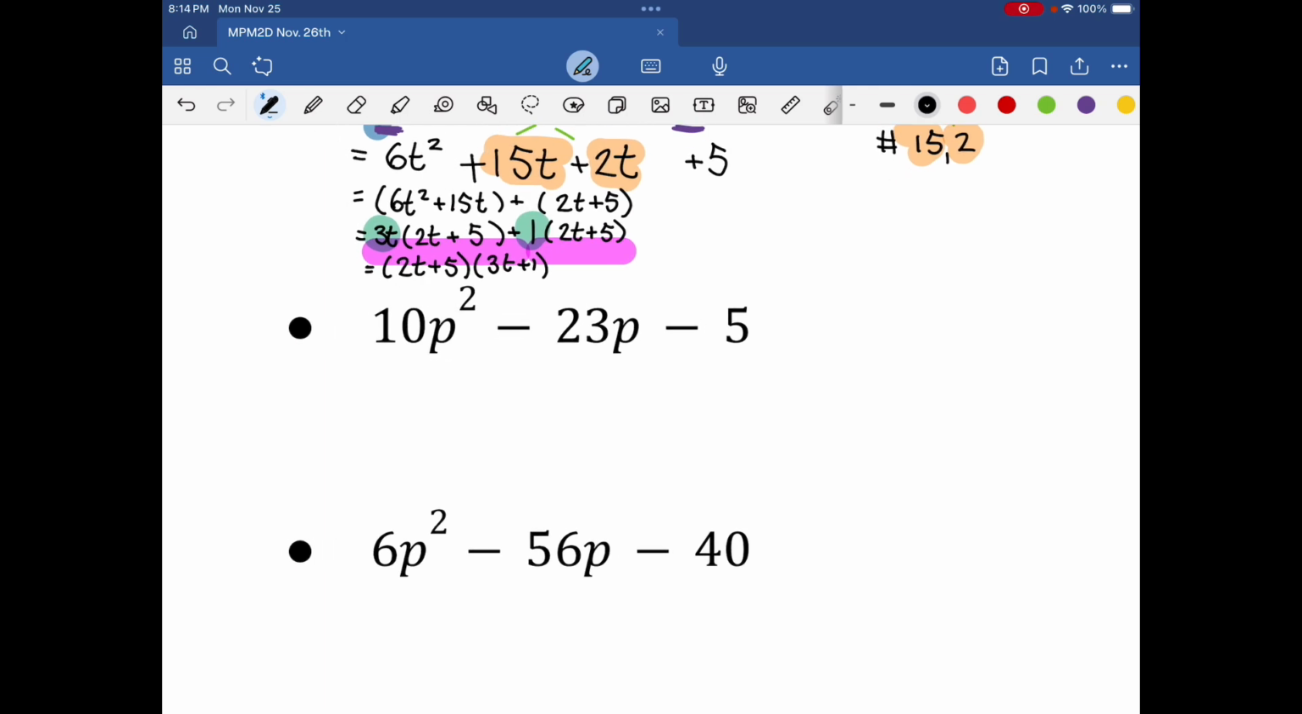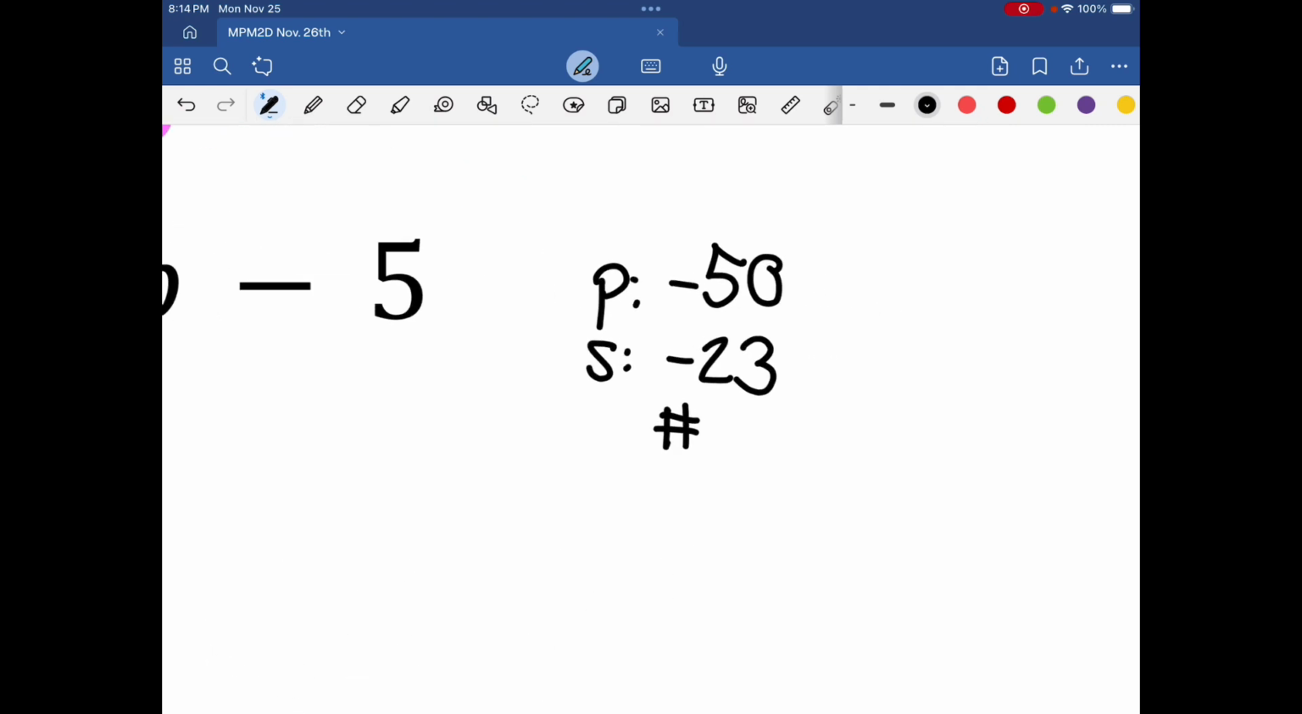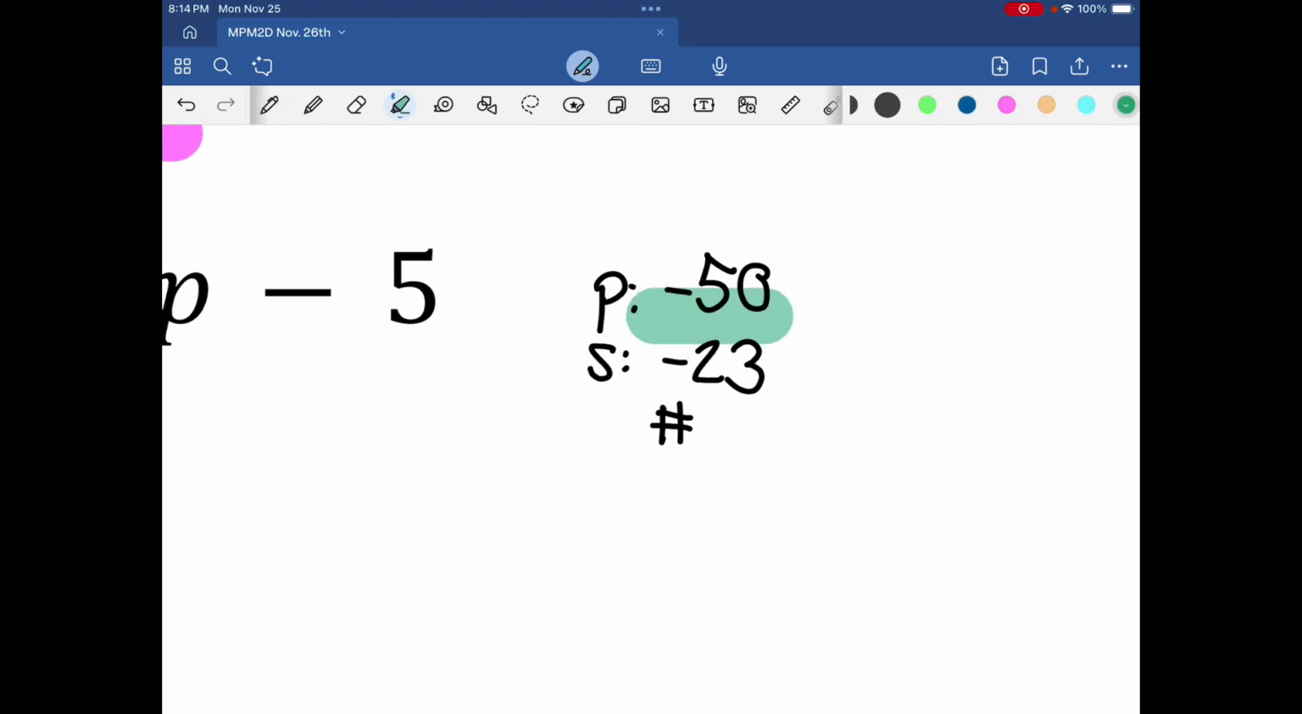Let's do it again. Product, sum. My product is 10 times negative 5, which is negative 50. My sum is negative 23. My two numbers, since my product is negative, I'm looking for two numbers that when multiplied give me negative 50, but when added give me negative 23.